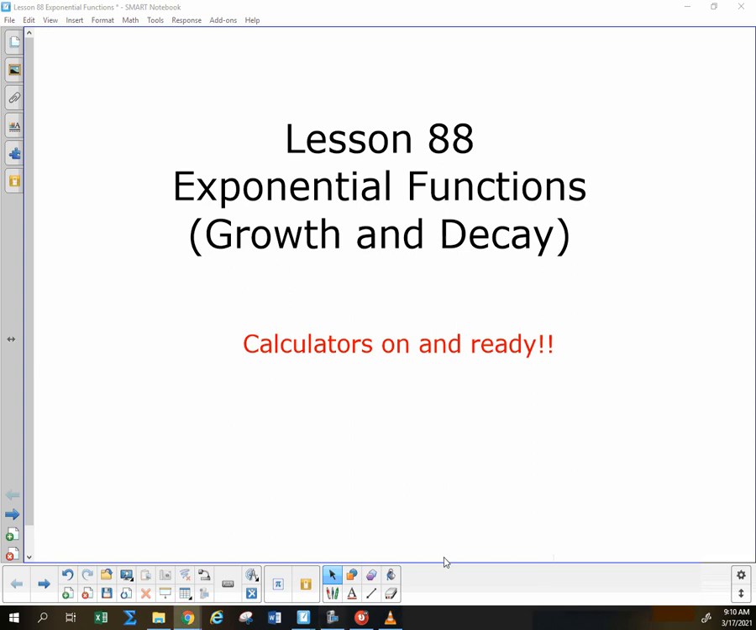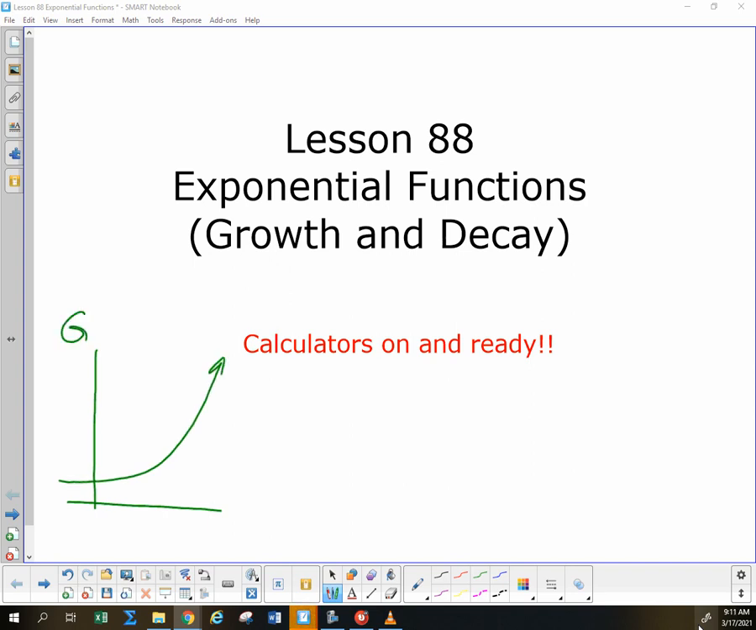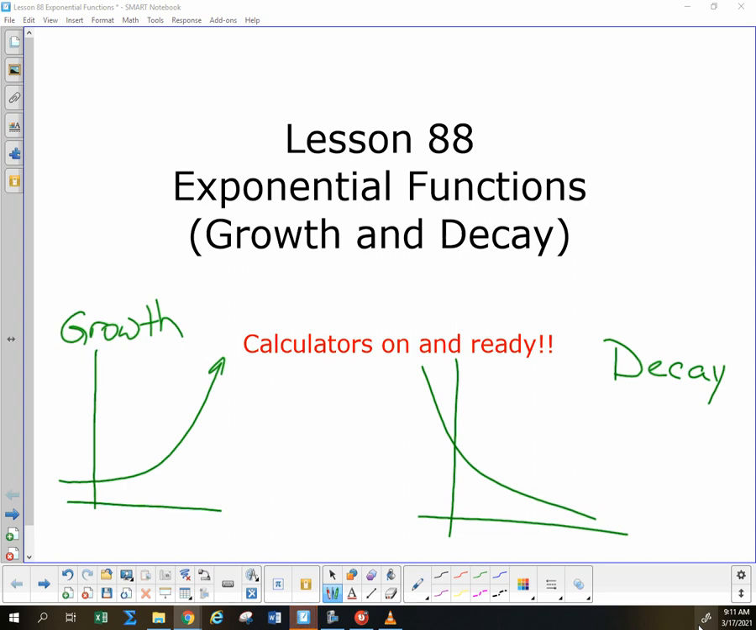So lesson 88 is on exponential functions, which you did some of last year, and it was growth and decay. And so a couple of things that we want to remember about these. Growth is when it is increasing, and decay is when it is decreasing.